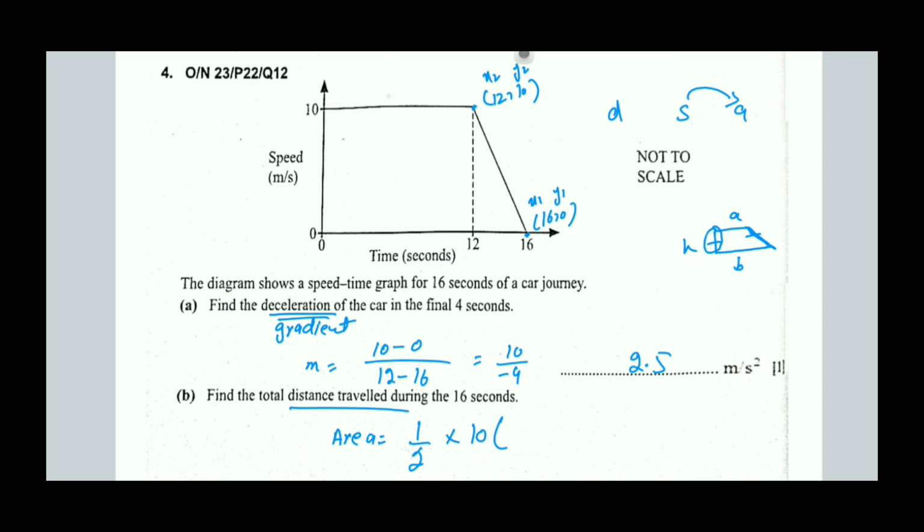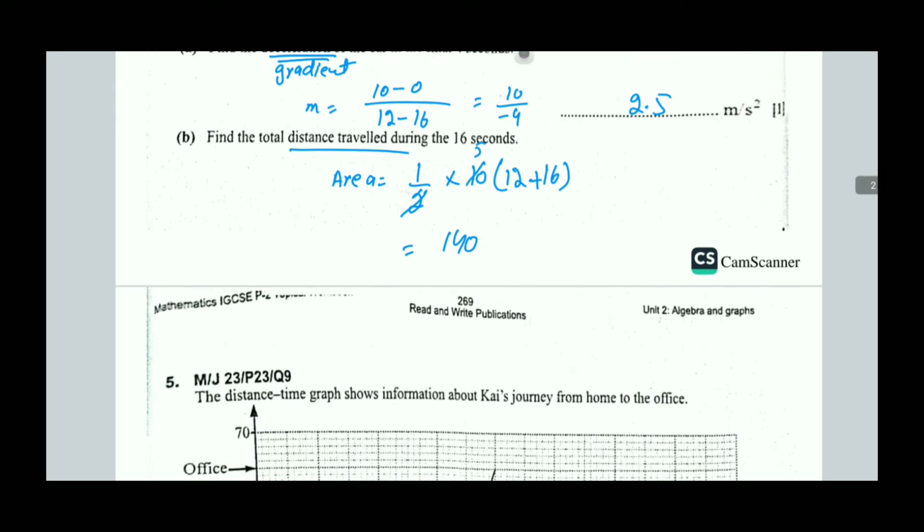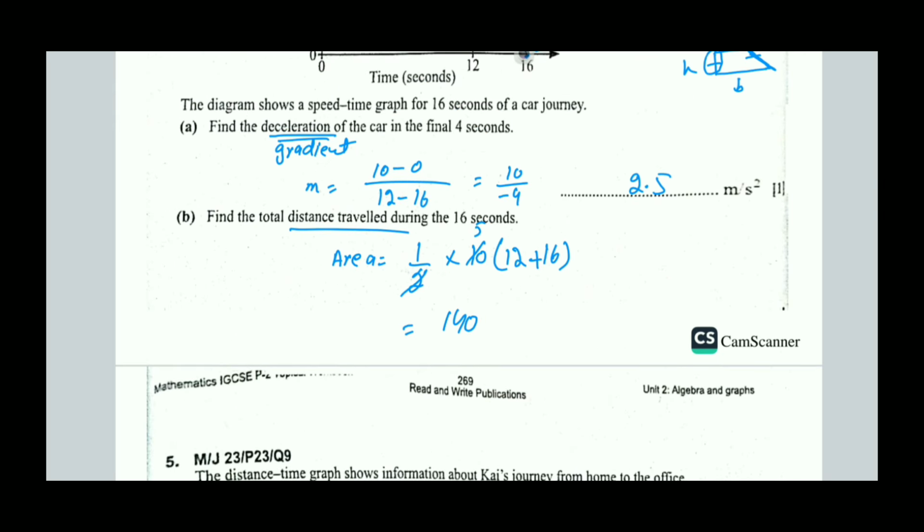A is, if A is this side, it means its length is 12. You can see from this. So its length is 12. You can check from the downside. 12 plus the other side length is 16. So 2 5s are 10. 16 plus 12 is 28. 28 multiplied by 5 is 140. So 140 is the total distance traveled during the 16 seconds.